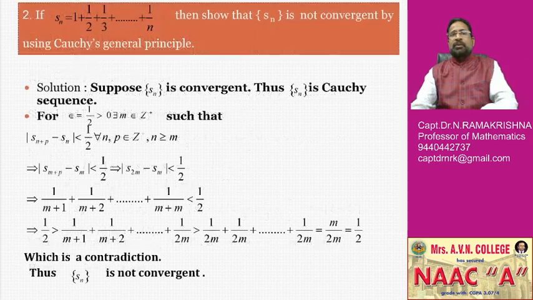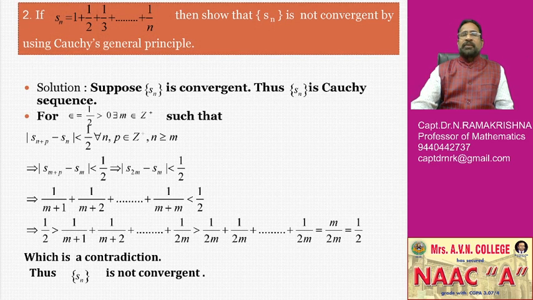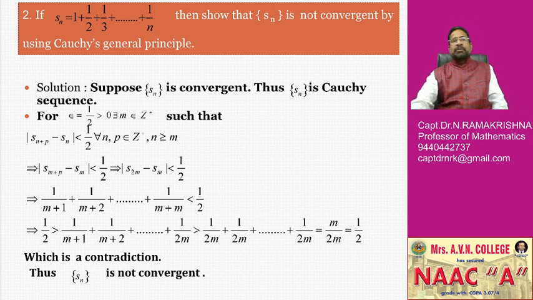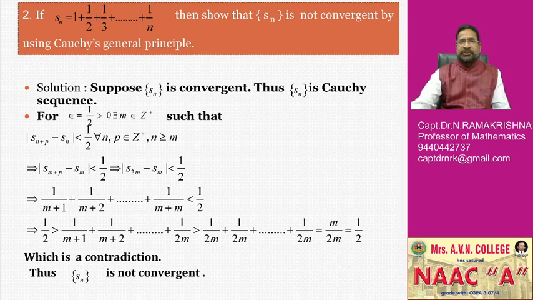So we proved that if a sequence is Cauchy, then it is convergent, and we take that a convergent sequence is a Cauchy sequence. Based on this theorem, you can solve the problems. Now go for the second one.